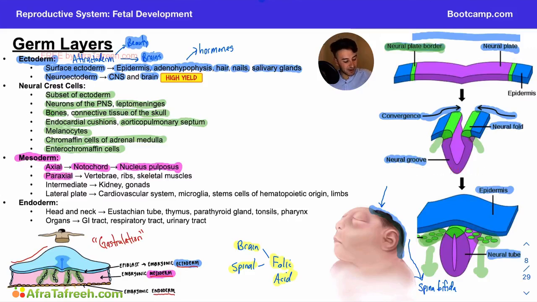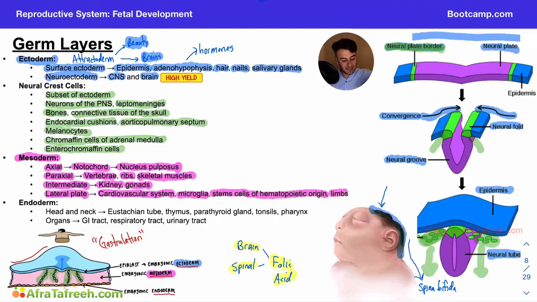Next, let's talk about the paraxial mesoderm, which is going to be all about musculoskeletal. So it's going to be the vertebrae, the ribs, and our skeletal muscles. Next, importantly for this unit, we're going to have our intermediate mesoderm, which is going to be all about the kidney and the gonads. So we will be talking about this a lot in our unit. And then finally, we have our lateral plate mesoderm, which is going to be responsible for creating things like the cardiovascular system, also our microglia, our stem cells of hematopoietic origin, and our limbs.